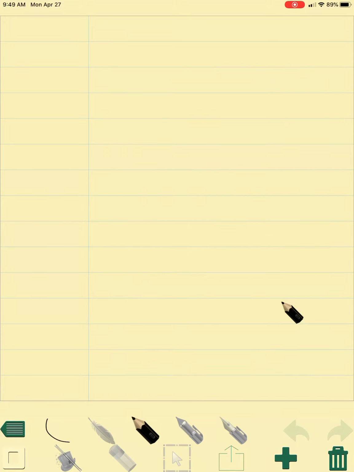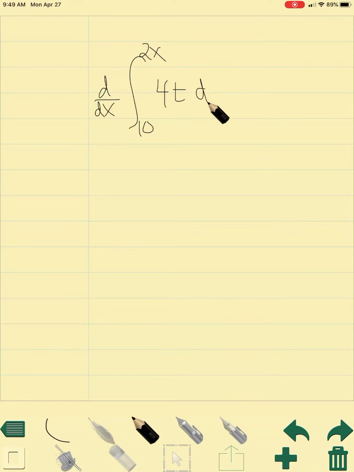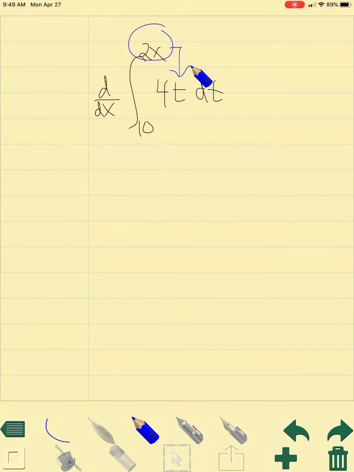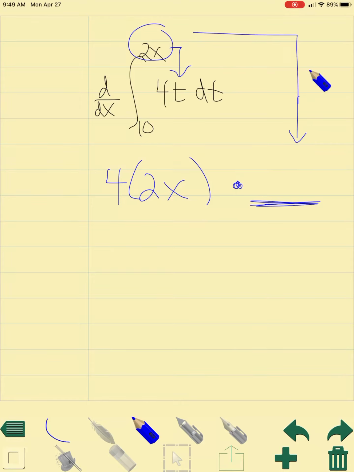I'll do one real quick to help you guys out. The derivative of the integral from 10 to 2x. It doesn't matter what this lower value is, because when you derive it, it's a constant, so it's going to end up being 0 anyway. Of, let's say, 4t dt. You take this 2x value and plug it into the t, so you get 4 times 2x, times the derivative of that function, which is just 2. So you get 16x.